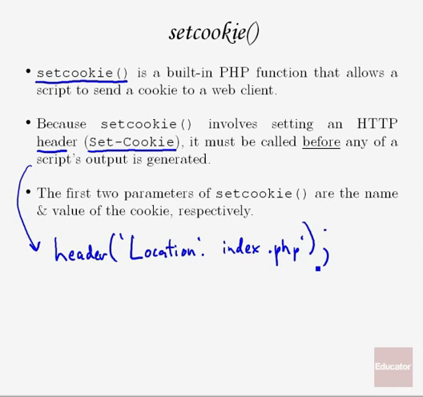And when we use that, we have to do that before we generate any output, or else we're going to get an error. So it's important that you call setCookie before you generate any output for your script. The first two parameters of the setCookie method are the name of the cookie and the value that you want to assign to the cookie.